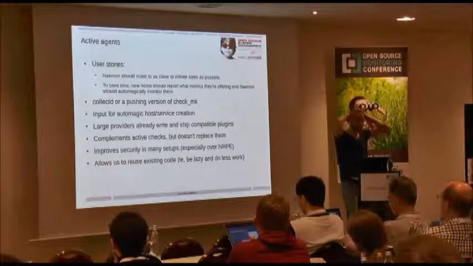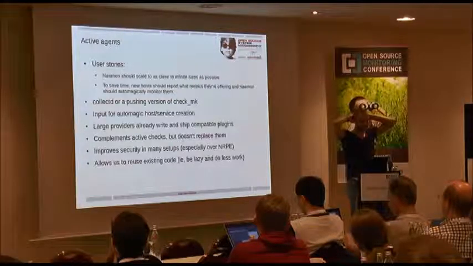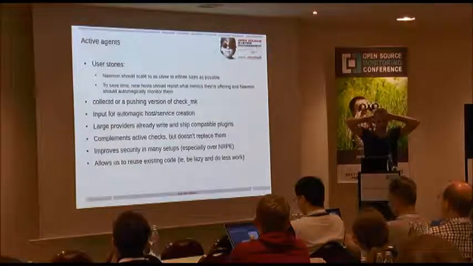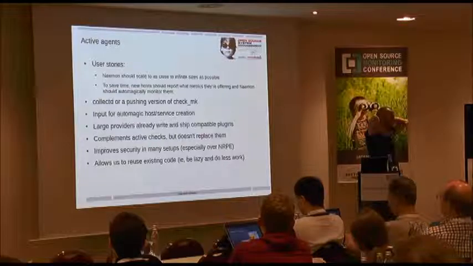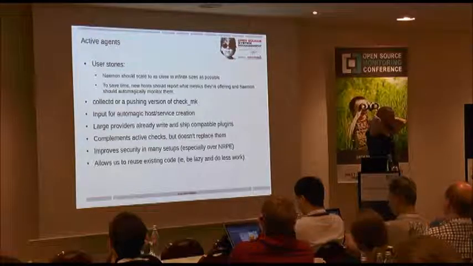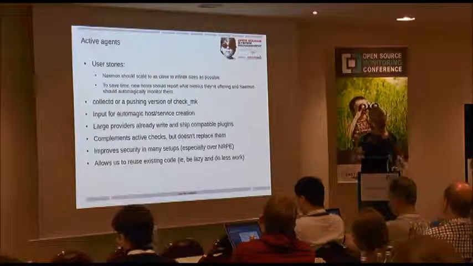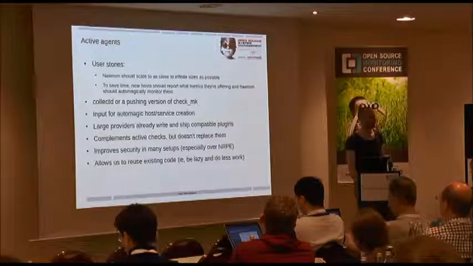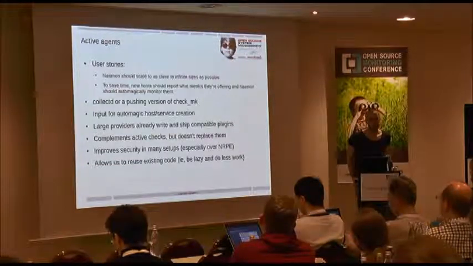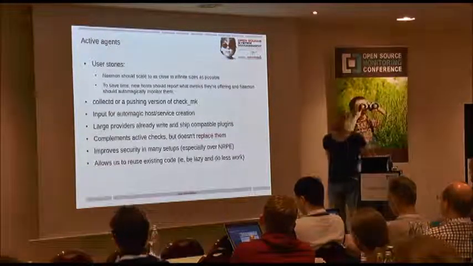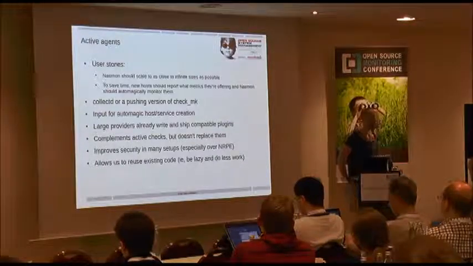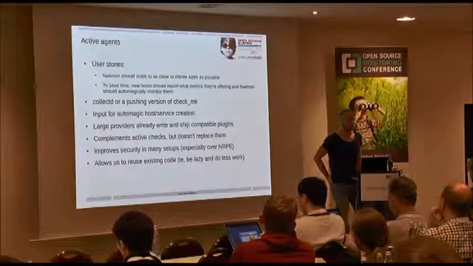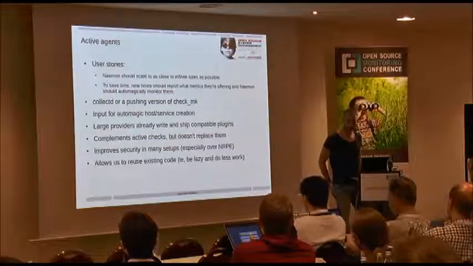Active agents. This is where things get really interesting, actually. So the user story here is that Naemon should scale to as close to infinite sizes as possible. Of course, we'll never get to infinite sizes, because when we get there, infinity has moved on one step further. That's the problem with infinity. We never get there. To save time, new hosts should report what metrics they're offering, and Naemon should automagically monitor them.